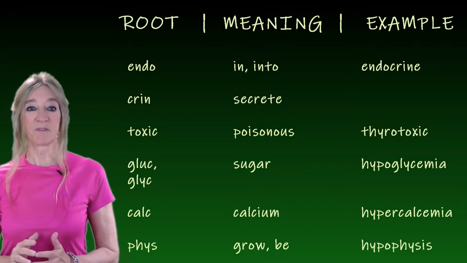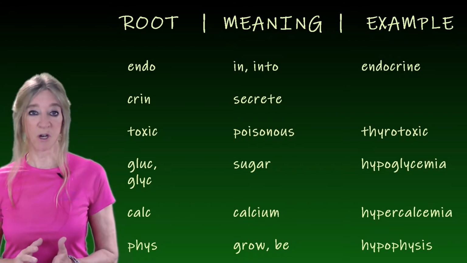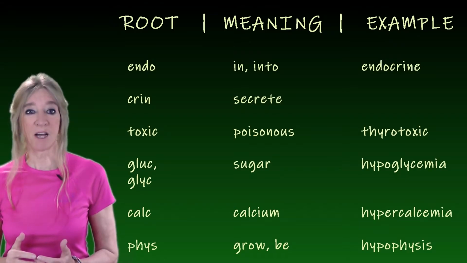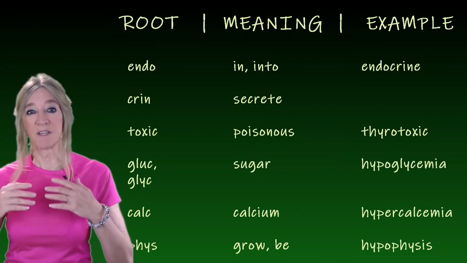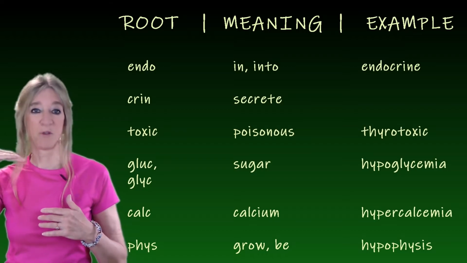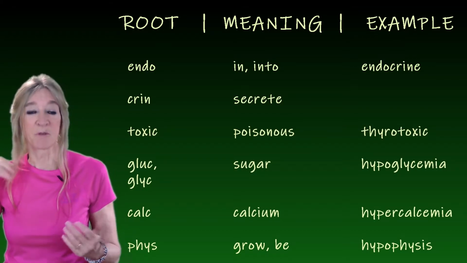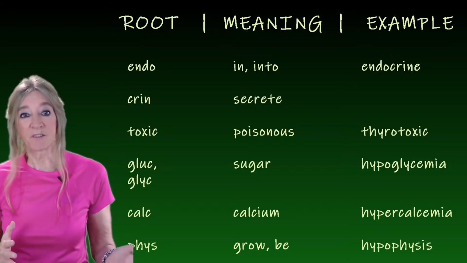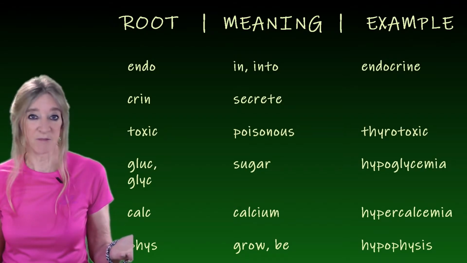The next root, phys, meaning to grow or to be. An example, hypophysis. This is a gland that grows below the brain. It's another name for the pituitary gland, and it's the same phys as in words like physical, physique, physics, etc.